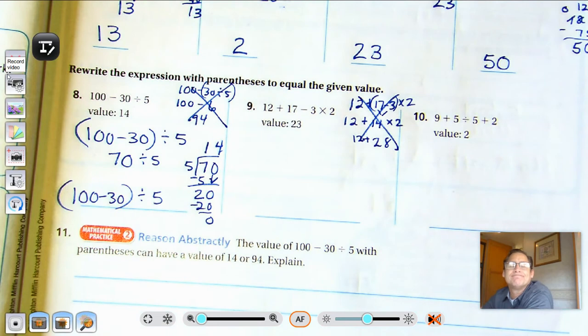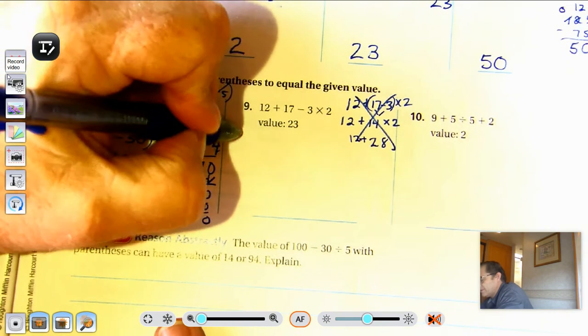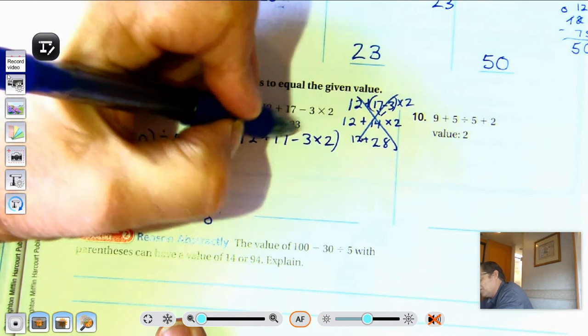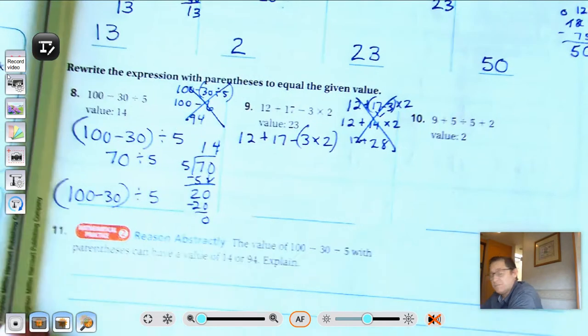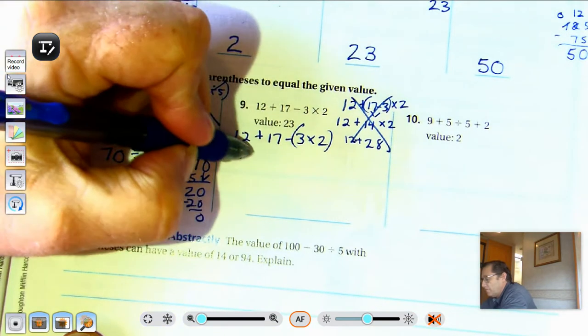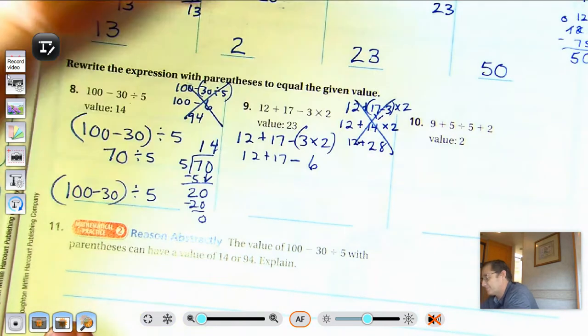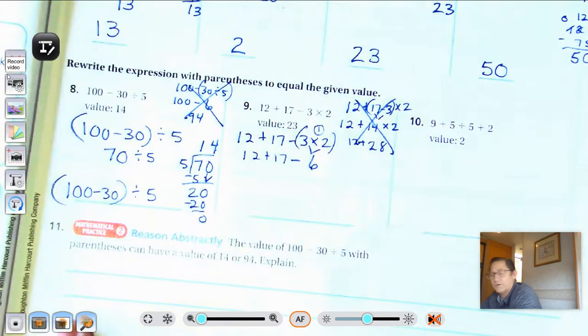Let's try... How about putting the parentheses around the 3 and the 2? Technically, I don't need to because I would multiply first. But let's try that. So 12 plus 17 minus the product of 3 and 2. 3 times 2 is 6. So we did that first.